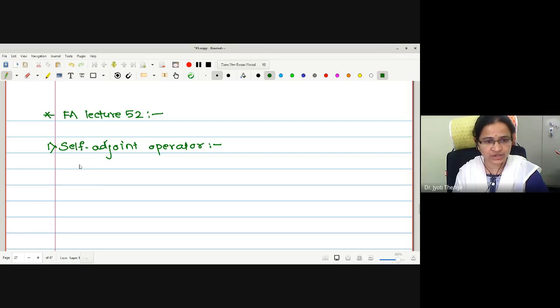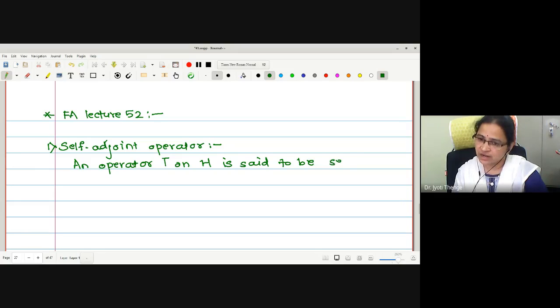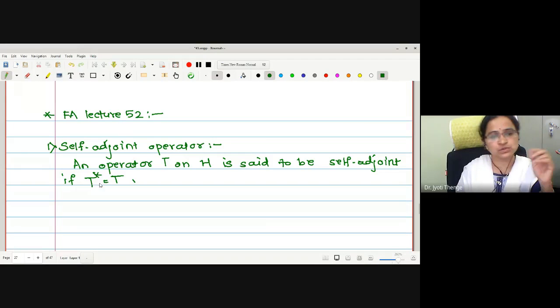Let me write the definition. An operator T on a Hilbert space H is said to be self-adjoint if T star is equal to T. Therefore, let me recall again: the operator which is adjoint of itself is called a self-adjoint operator.